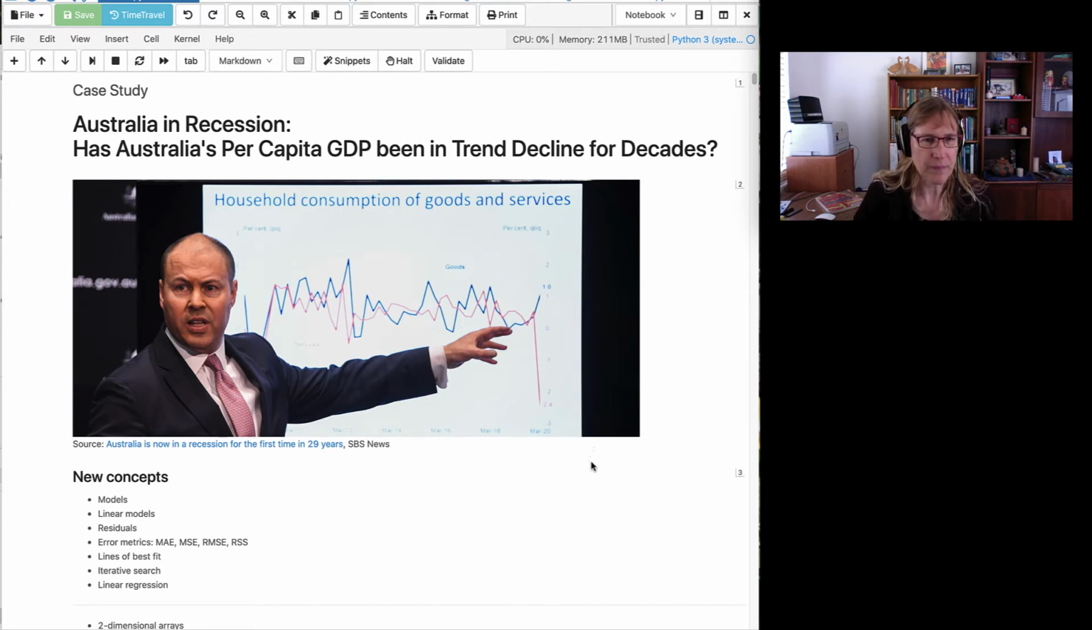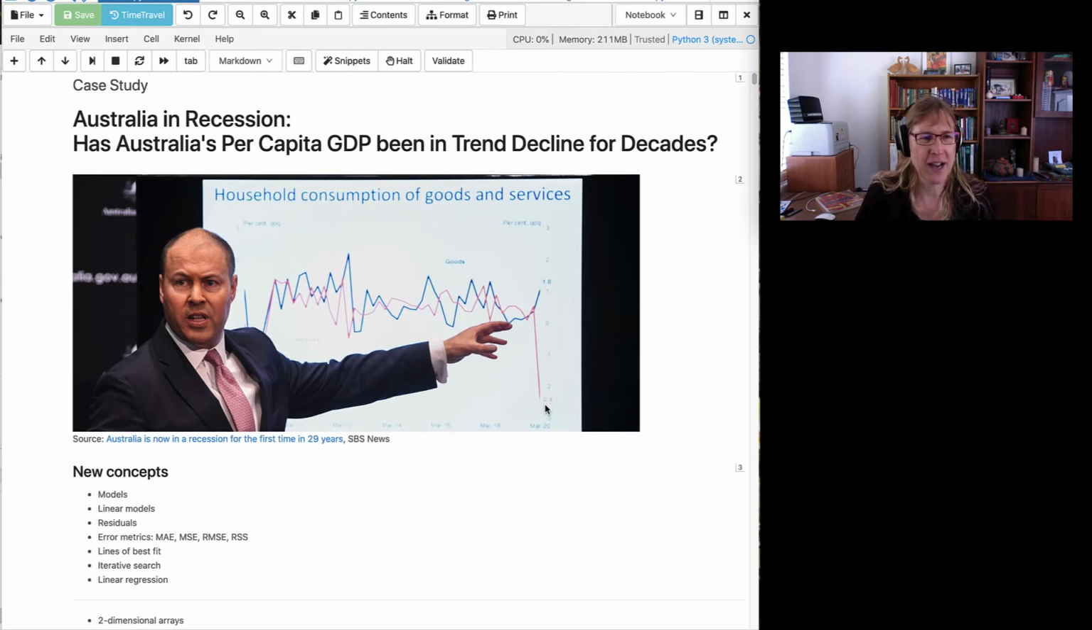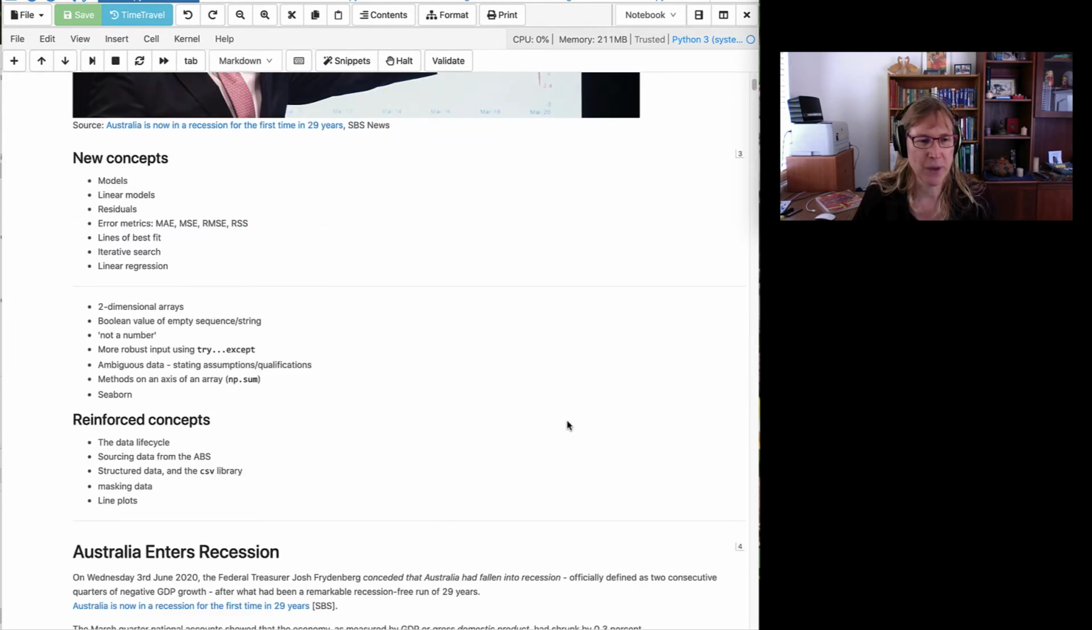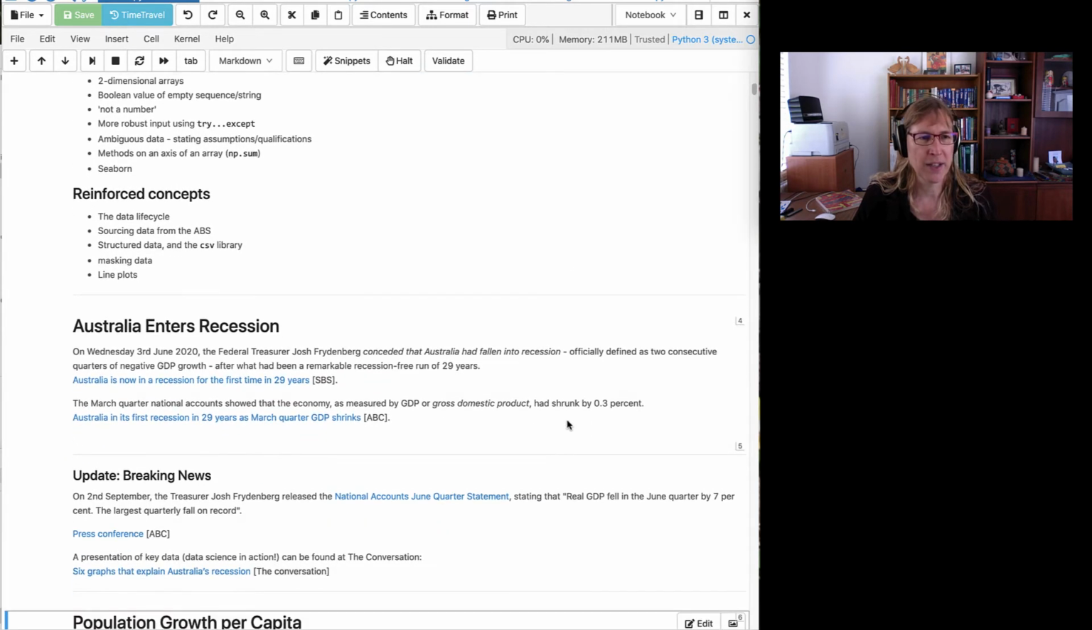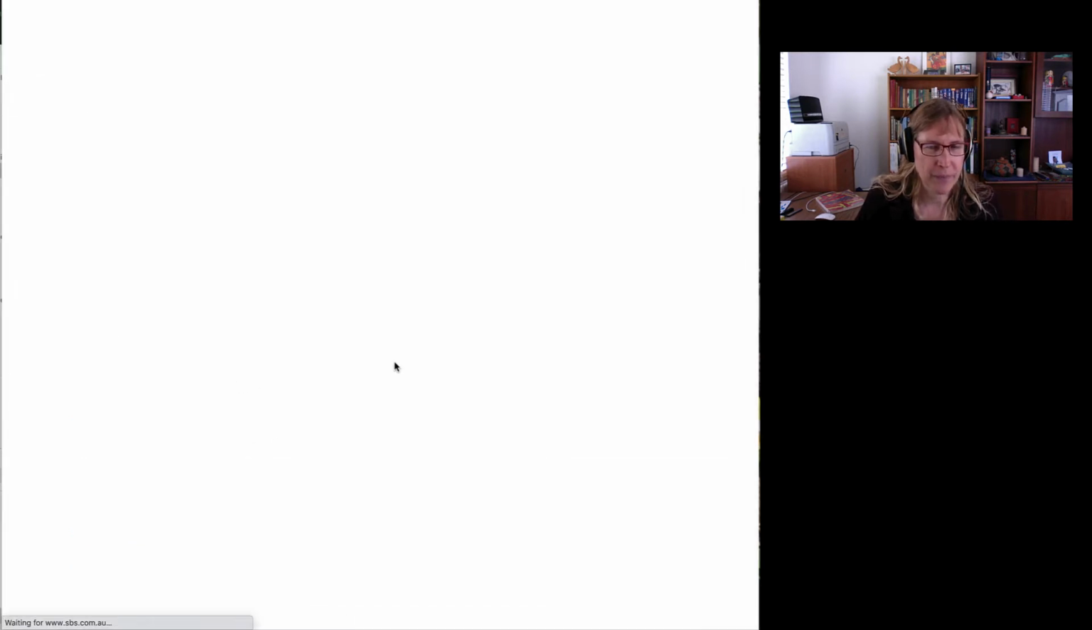That's a picture of our Treasurer, Josh Frydenberg there, announcing that Australia is in recession for the first time in 29 years, which in itself is a remarkable record. So on Wednesday, 3rd of June this year, the Treasurer, Josh Frydenberg, conceded that Australia had fallen into recession after what had been a remarkable run of 29 years. And I think I've got a clip of Josh Frydenberg.